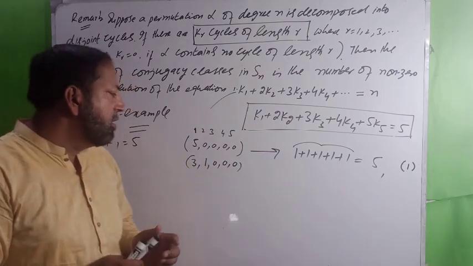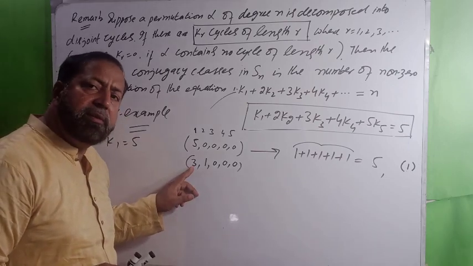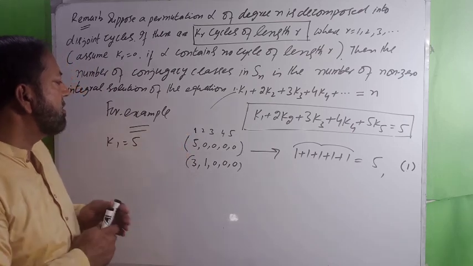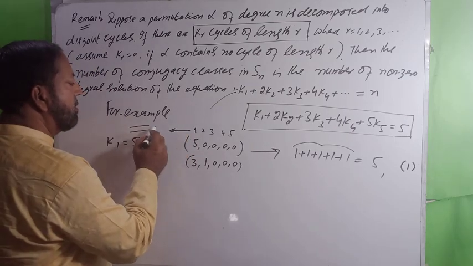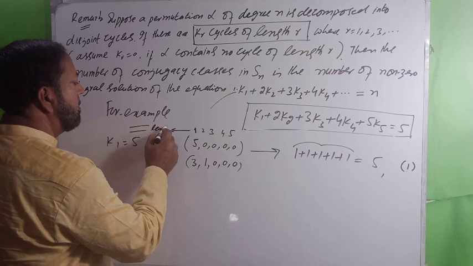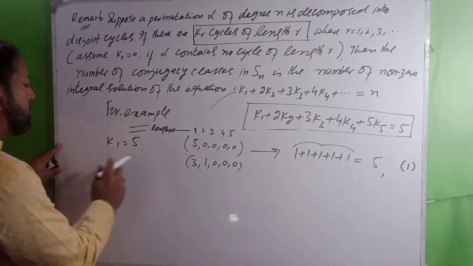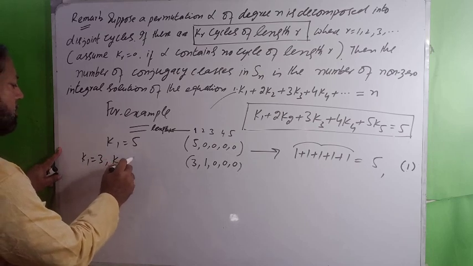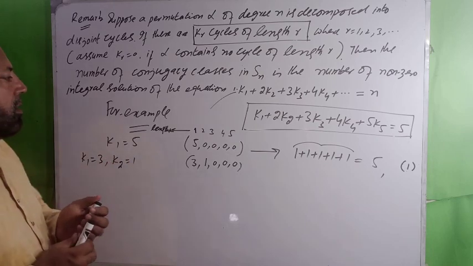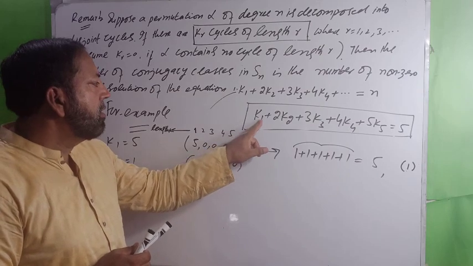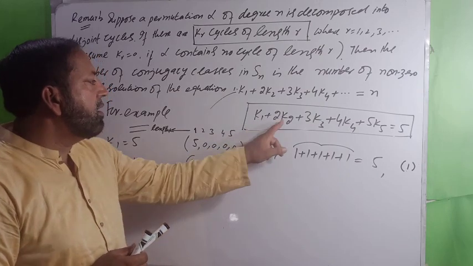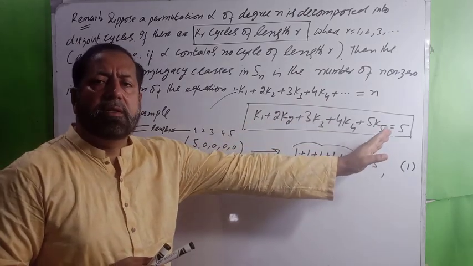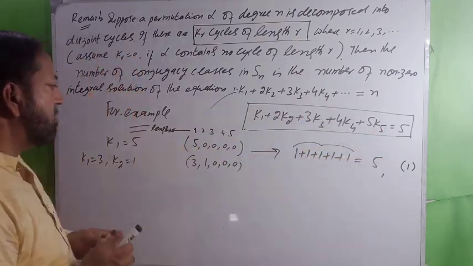This means that you have 3 cycles of length 1. So here k1 is equal to 3 and k2 is equal to 1. You know, 3 plus 2. If you put 1 here instead of k2, 3 plus 2 is 5, and all the rest of the coefficients are 0. So this is equal to 5.